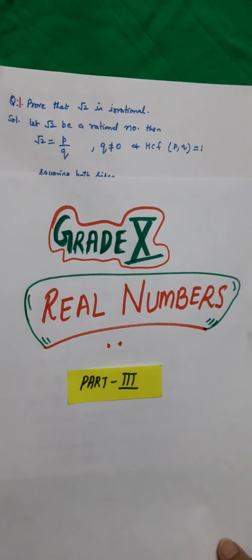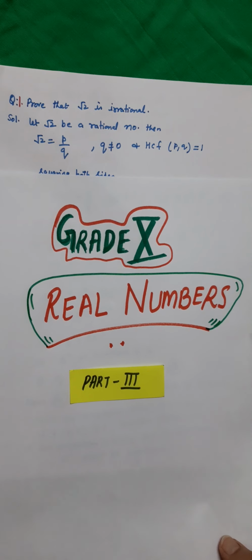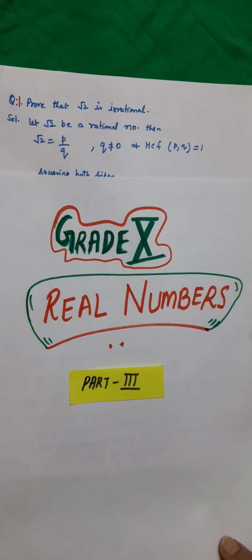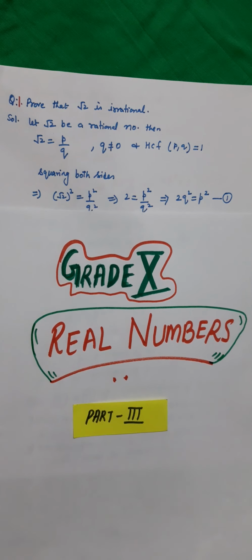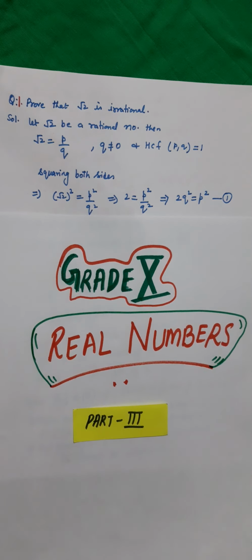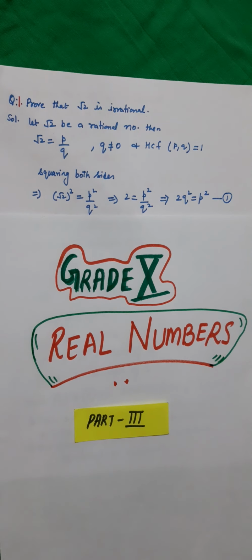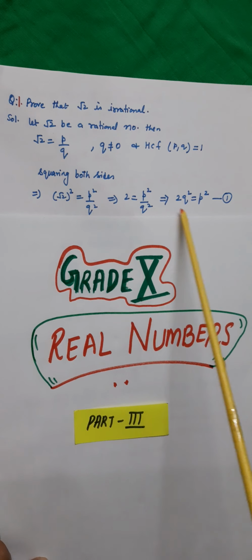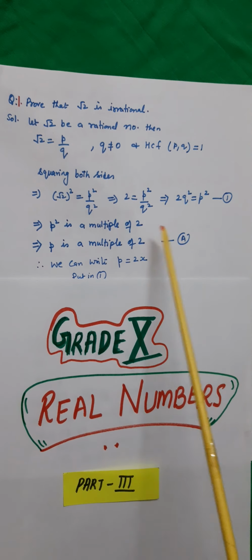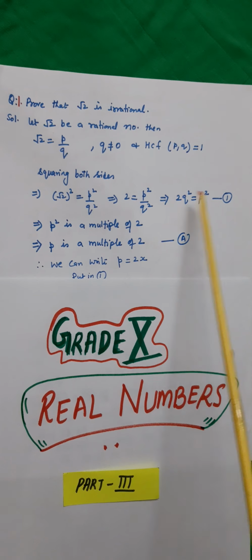If root 2 is a rational number, then I can express it as p upon q, where q is not equal to 0 and the highest common factor of p and q is equal to 1. That means p upon q is in the standard form. Squaring both the sides, this implies root 2 square is equal to p square upon q square, which implies 2 is equal to p square upon q square, which implies 2q square is equal to p square. Call it number 1.